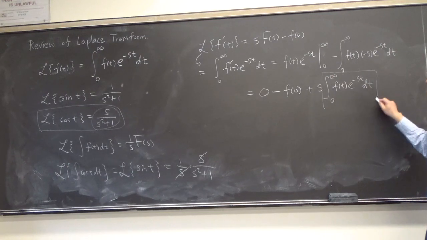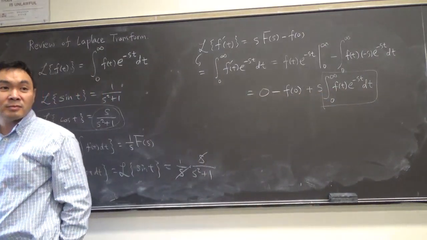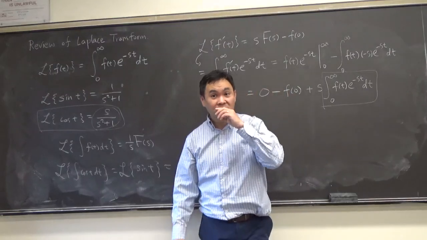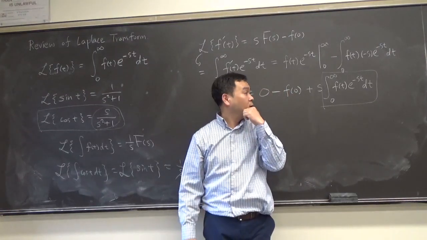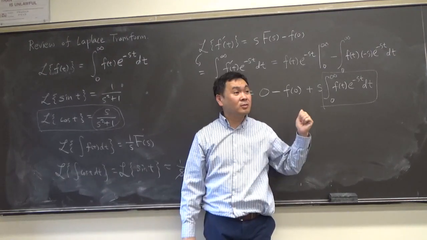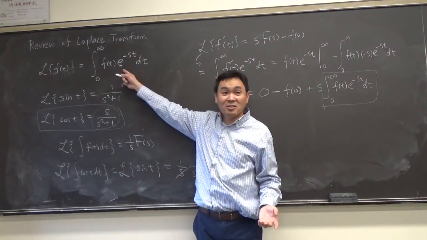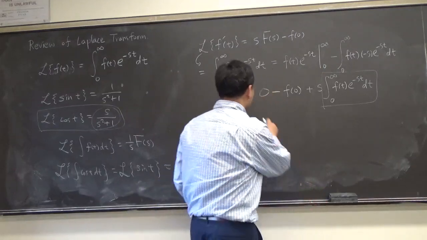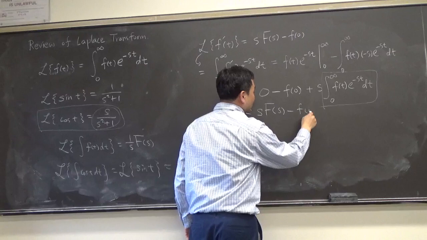What's this part? What's there? Yeah, capital F of s, which is the Laplace transform of small f(t). So this will be s capital F of s minus f of 0.